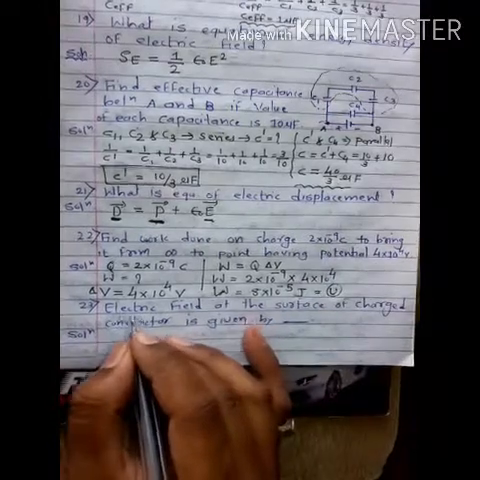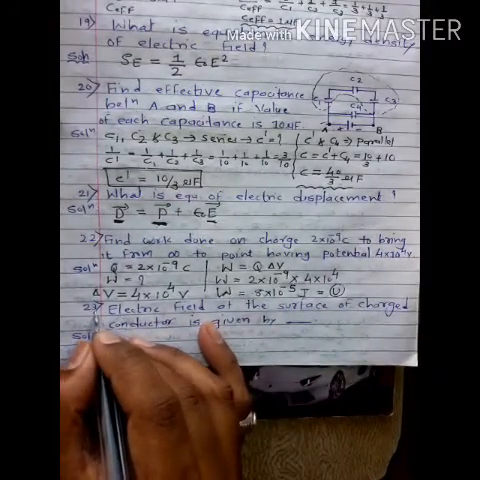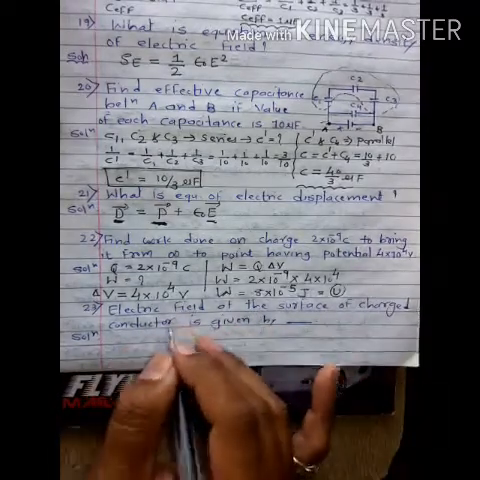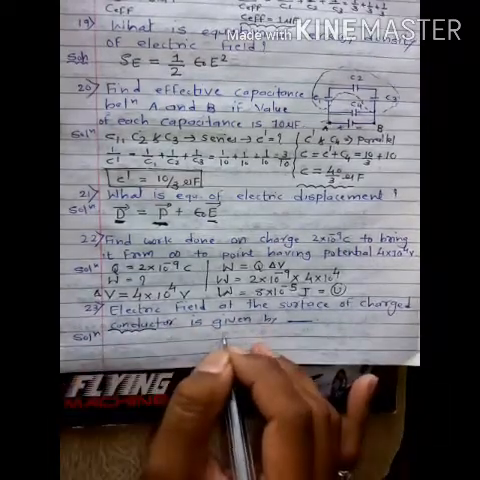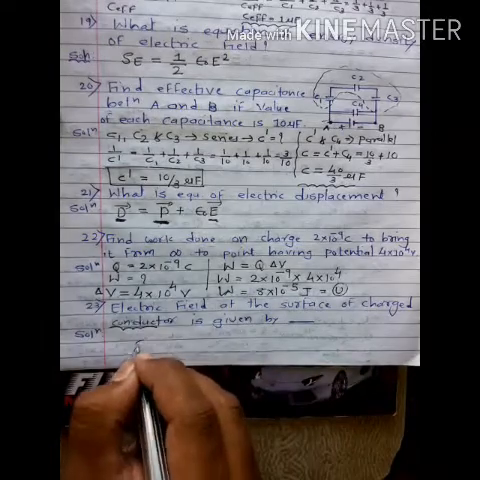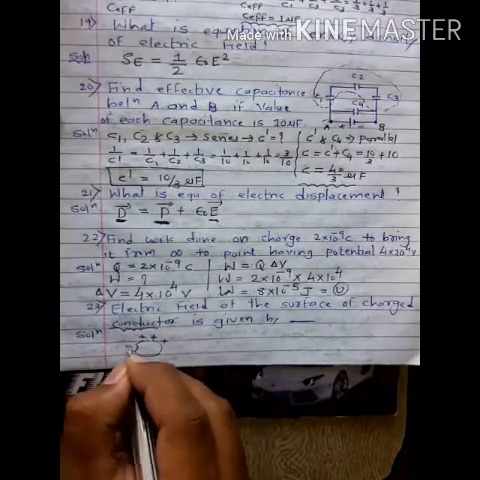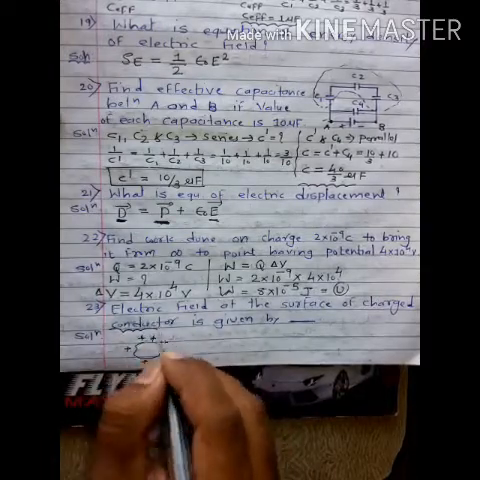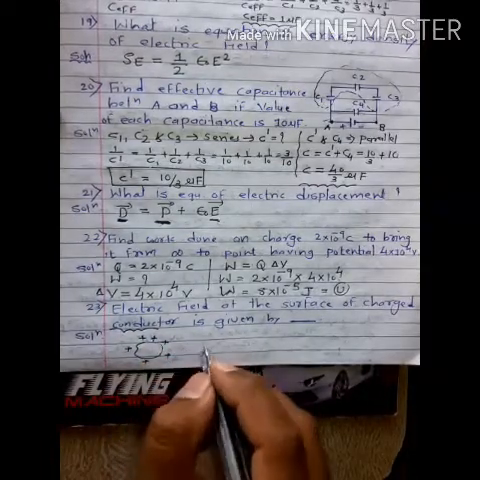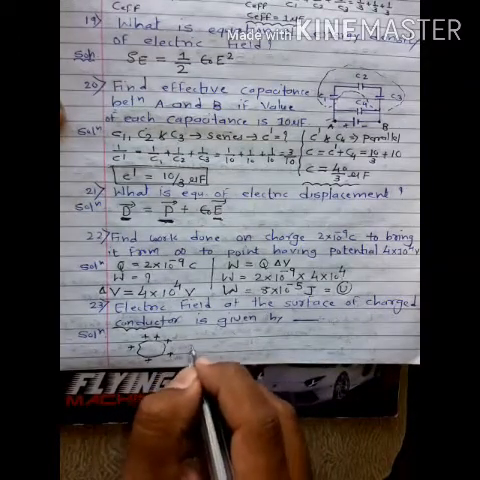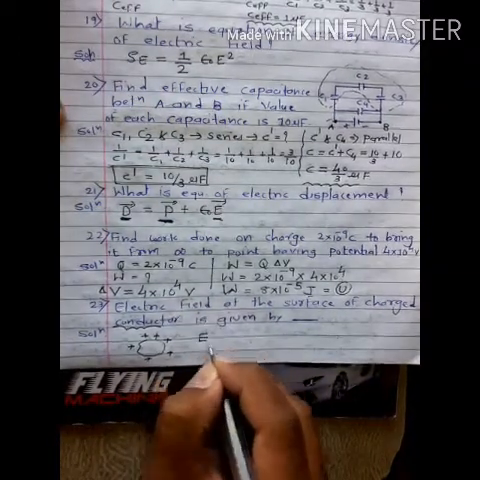Next, MCQ number 23, the last MCQ. Electric field at the surface of a charged conductor. This is a theoretical MCQ. Suppose we have any conductor, and we consider positive charges on the surface of the conductor. So what is the equation of electric field at the surface of the conductor?